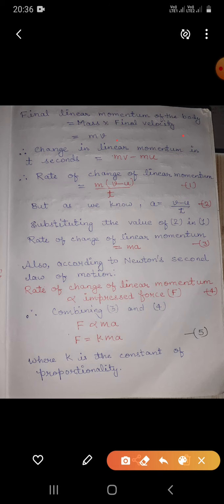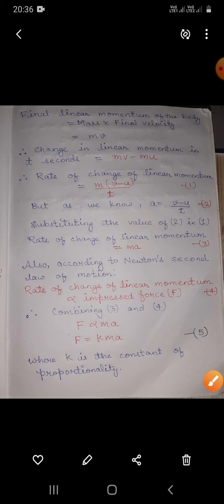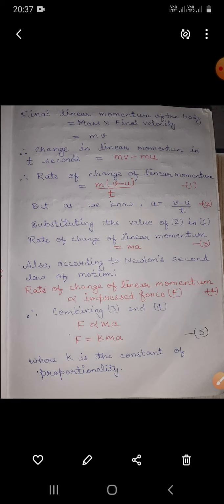Therefore the change in linear momentum in t seconds is equal to final linear momentum minus initial linear momentum, that means mv minus mu. Therefore the rate of change of linear momentum is equal to m into (v minus u) by t, which is equation 1.